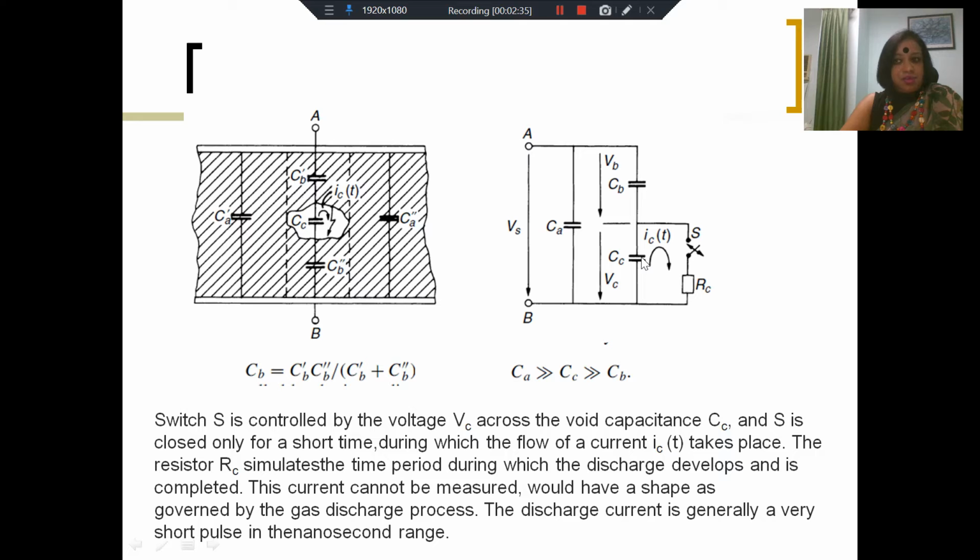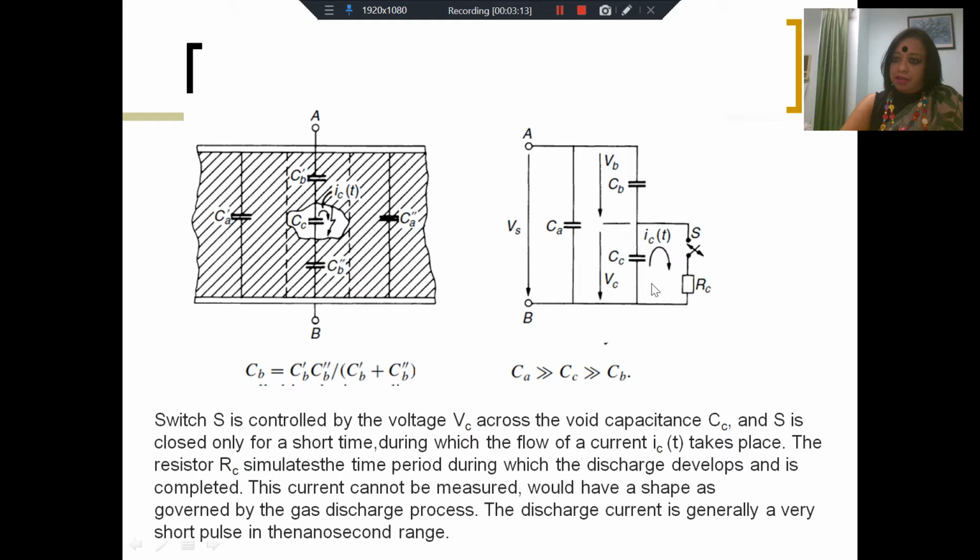As long as there is no discharge of the void, Cc is an open circuit. And we can consider at the point of discharge, the switch S closes, and you can consider Rc to be a resistance in series with Cc, which limits the current flowing at discharge. Ic is the discharge current. So switch S will be controlled by the voltage Vc across the void. As long as the voltage Vc is below the breakdown voltage of the void, there will be no discharge, no flow of current Ic through this circuit. Ic will be equal to 0.